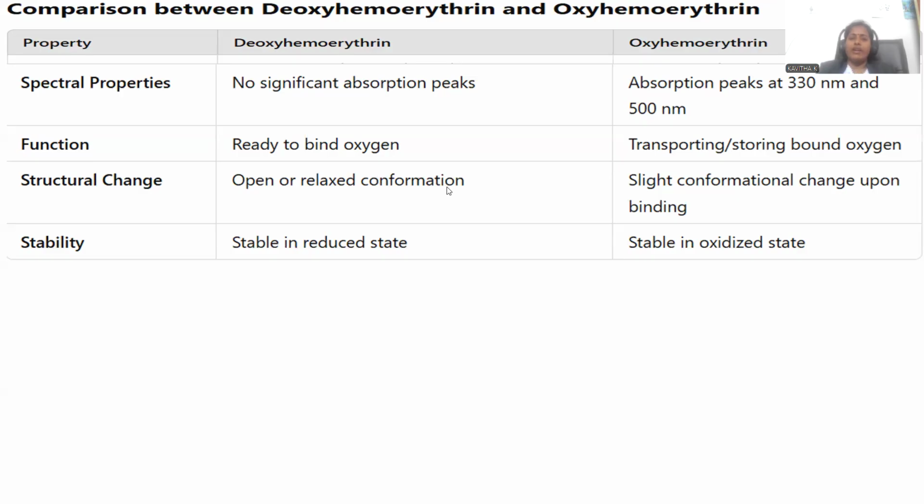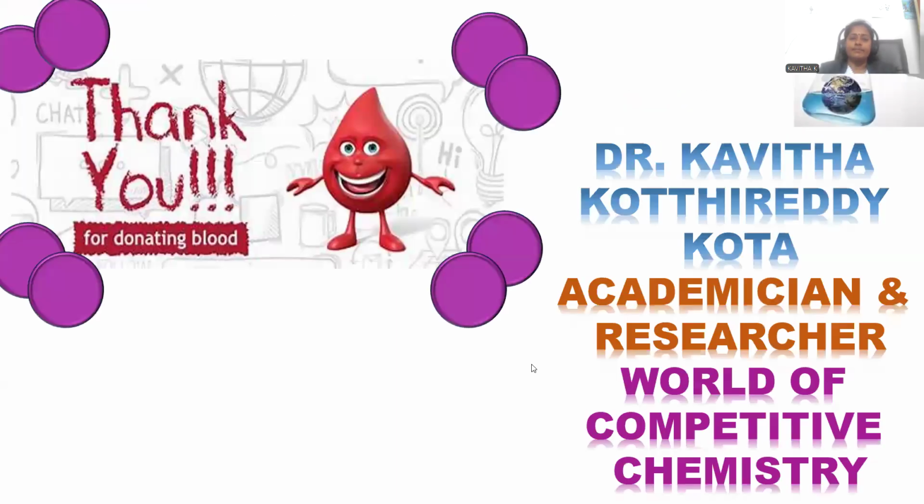Structural change: an open, relaxed conformation is given for the deoxygenated form. A slight conformational variation is noticed for the oxygen-bound hemerythrin. Stability will be less for the deoxygenated form, and the oxygenated form will be highly stable. This is the way distinctive factors are given for the deoxygenated and oxygenated forms of hemerythrin.